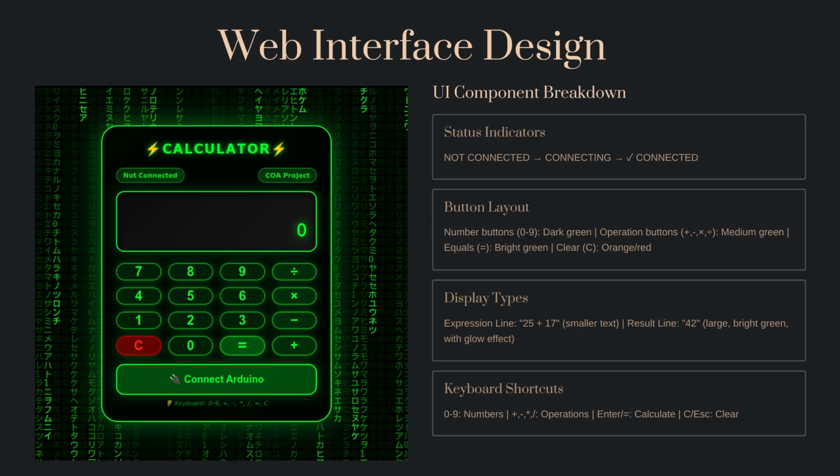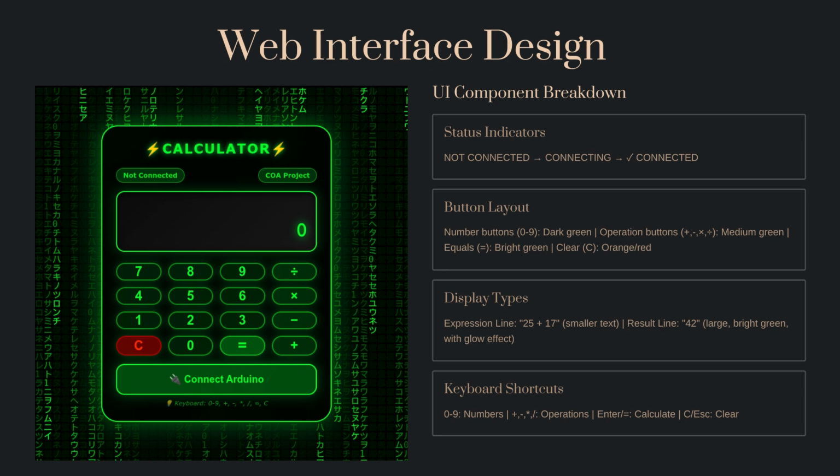Here is the web interface I created. The design features a matrix rain animation background. It gives a modern, tech-forward aesthetic look. A 4x4 keypad with numbers 0 to 9 and operation buttons. A display area showing the current number and expression history. Then a connection status indicator showing whether the Arduino is connected or not. And an Arduino connect button for establishing the connection between the Arduino and the web browser.